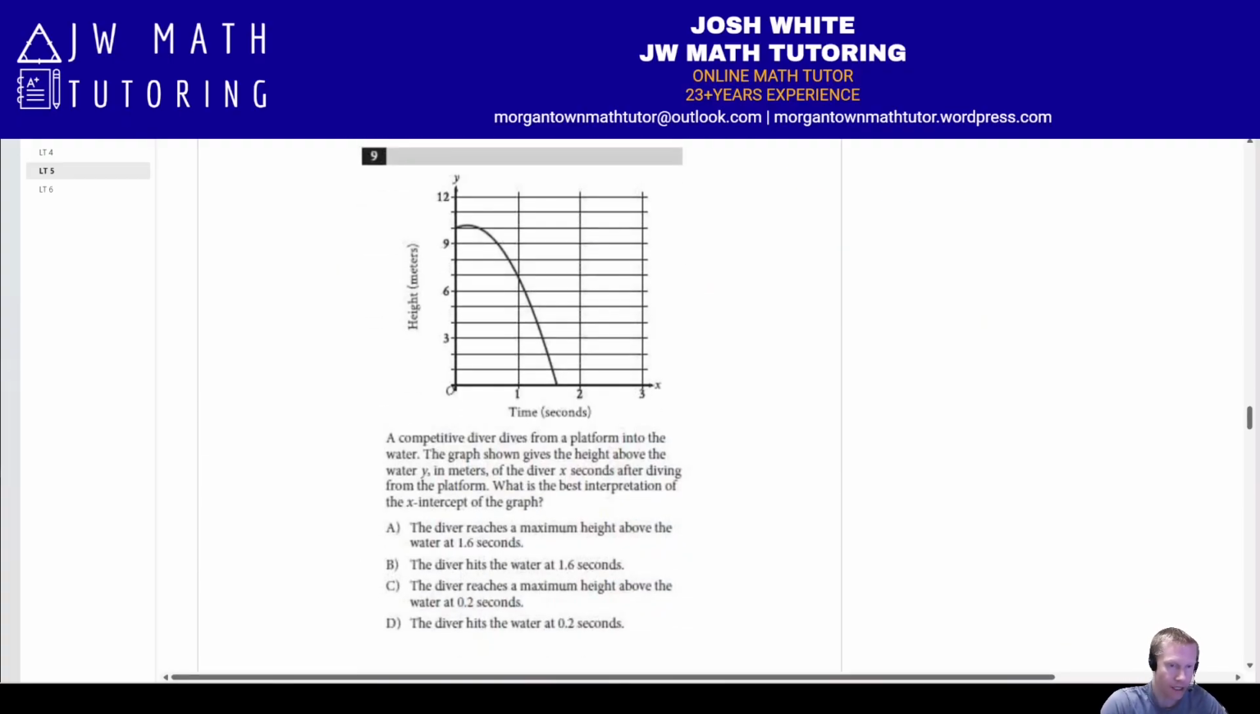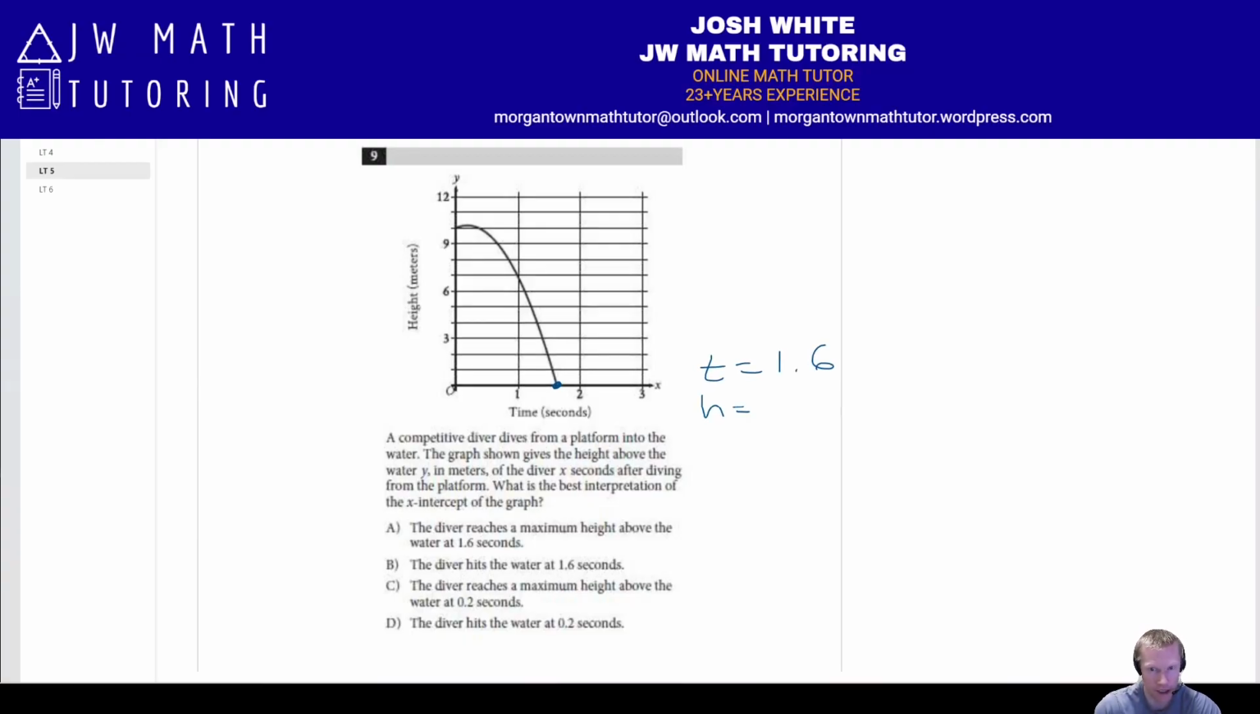All right, number 9. Here you have a graph, and they want to know what the x-intercept value means here. So this is like 1.6, maybe 1.7 or so. What does this mean? So basically when time equals 1.6, the height is just 0 because it's right on the x-axis.